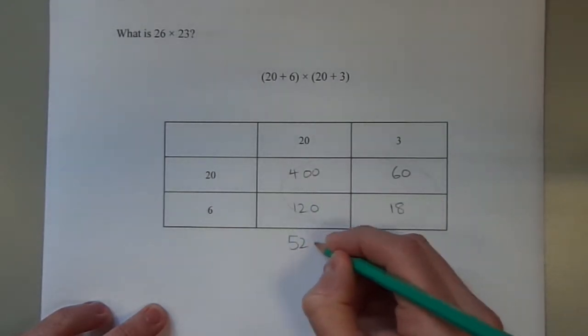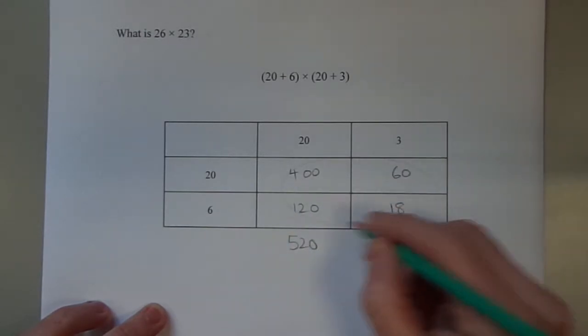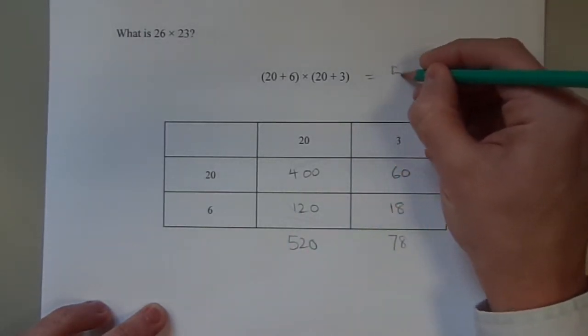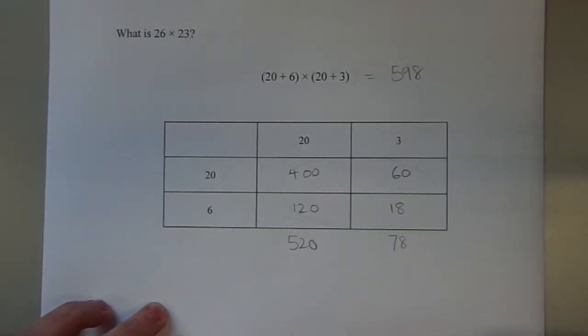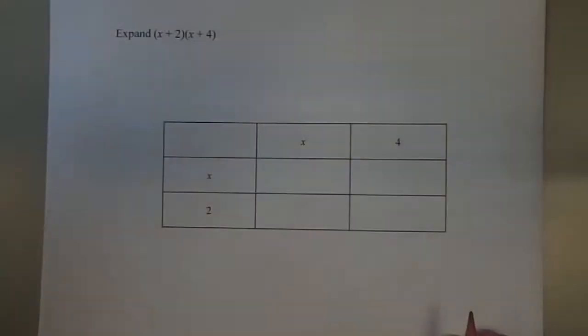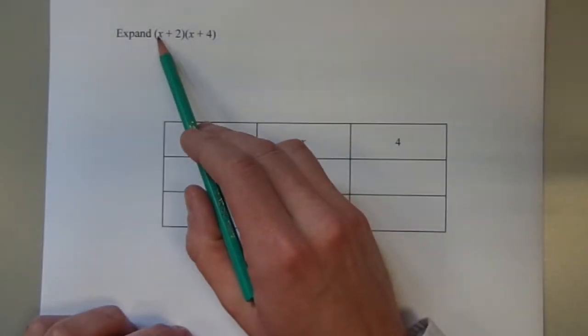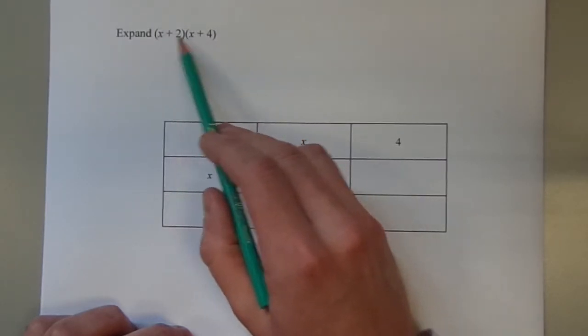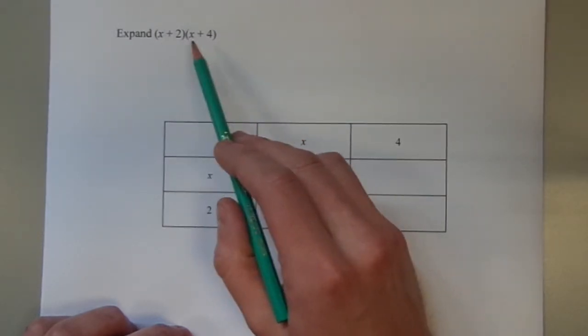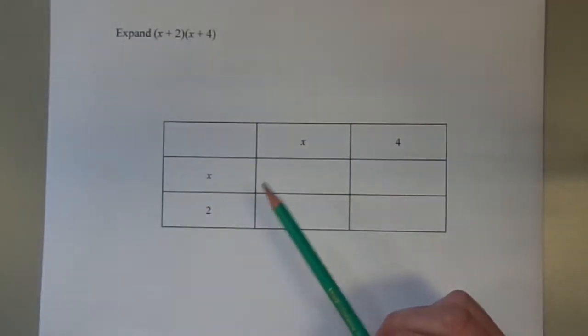These two add to make 520, these two add to make 78. So all together, add those two parts together, 598. The reason that I show you that is because this is exactly the same kind of thing, apart from where the 20s were, they're missing, and we've got letters instead, but these letters just represent missing numbers. They could easily stand for 20.